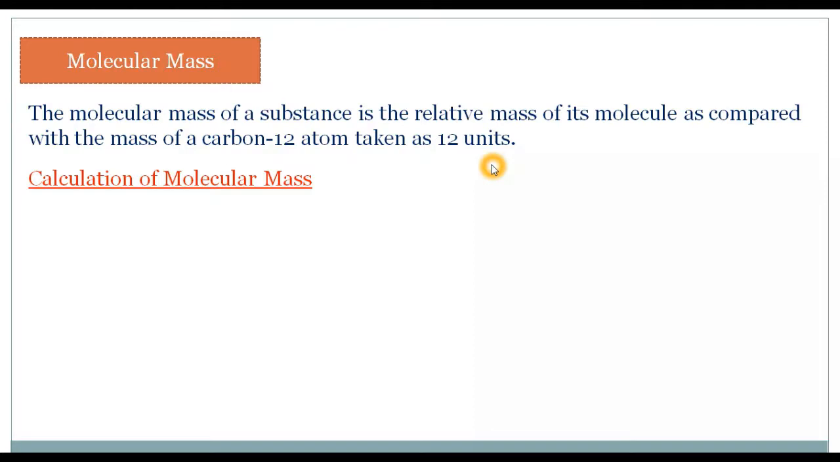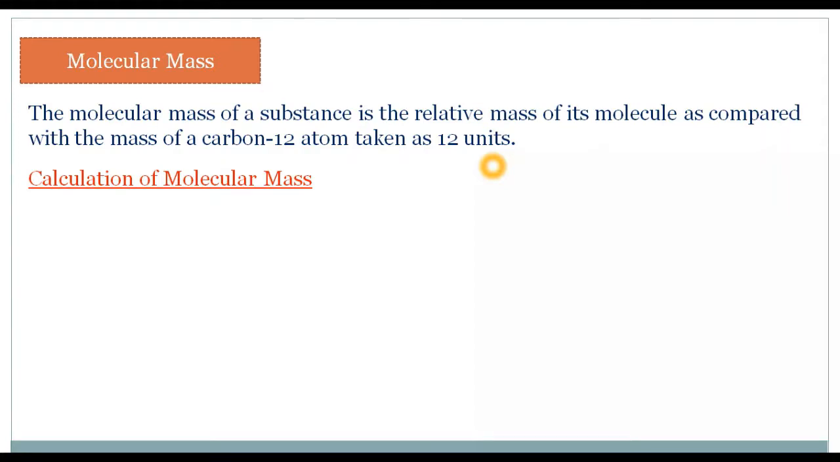As we know, carbon-12 has been assigned the mass of 12 units, and we have to find the relative mass by relating the molecular masses of molecules with the carbon-12 atom. So whenever you are relating, molecular mass will indicate the number of times one molecule of a substance is heavier than 1/12 of a carbon-12 atom.